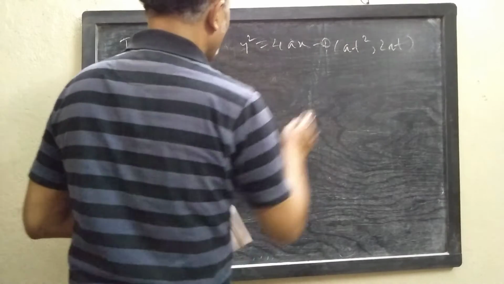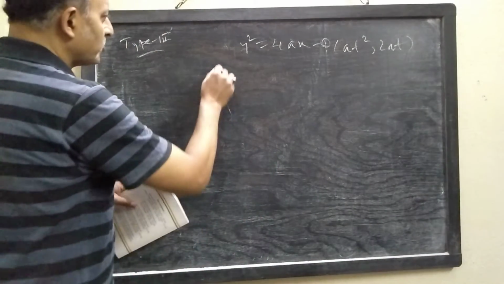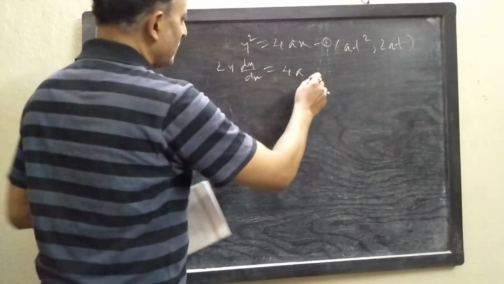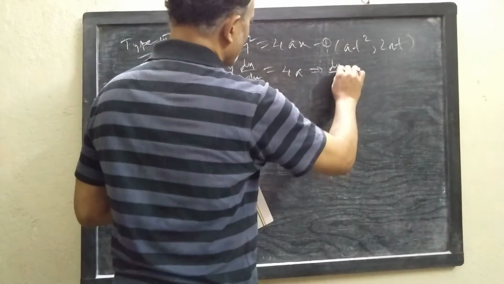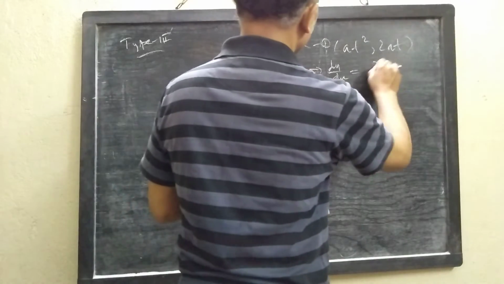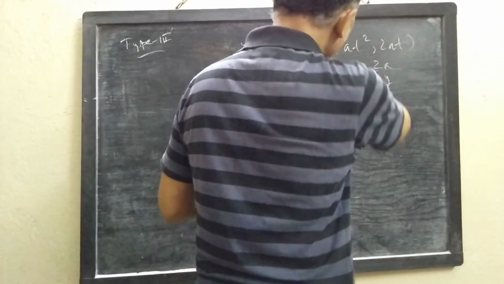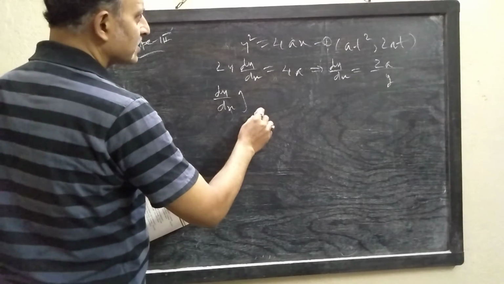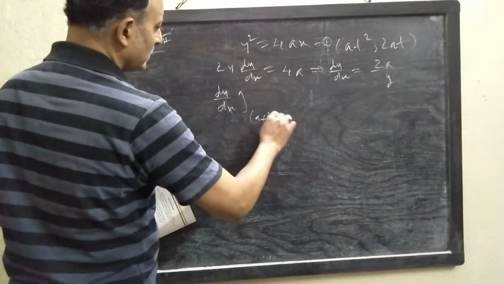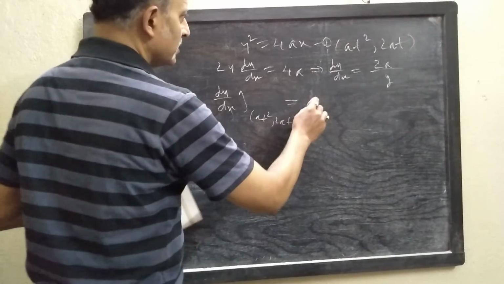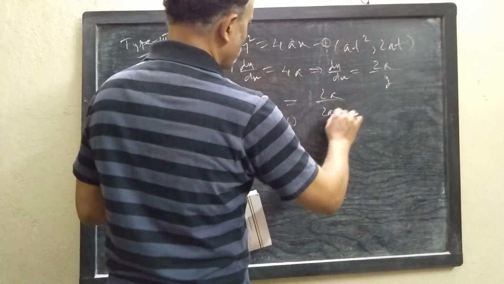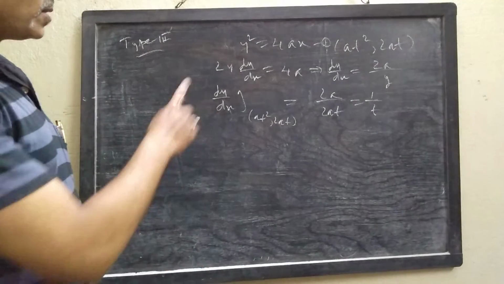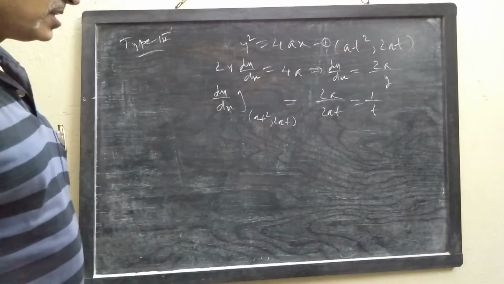So this is 1. Differentiating both sides of 1 with respect to x, we get 2y dy/dx equals 4a. That implies dy/dx equals 2a by y. Therefore dy/dx at (at square, 2at) will be 2a by 2at, that is 1 by t. So you can say the slope of the tangent to the curve at (at square, 2at) is 1 by t.